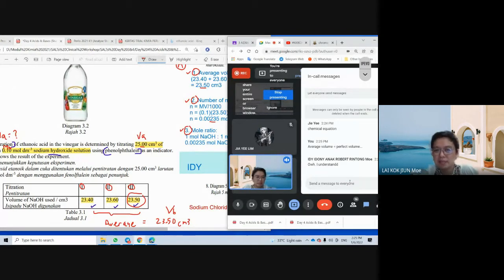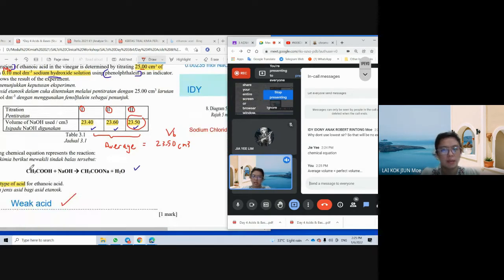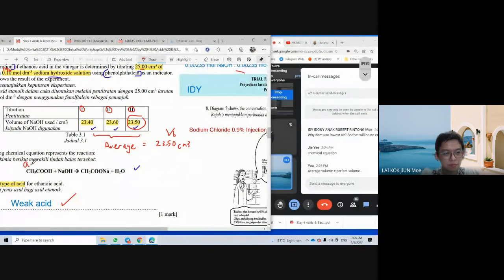Kalau ada excess, dia akan beritahu you. Macam dia akan letak powder ni excess. Berapa banyak excess dia akan letak. Okay. Chemical equation, very good, Jay. Chemical equation tells us acid here, A equal to 1.